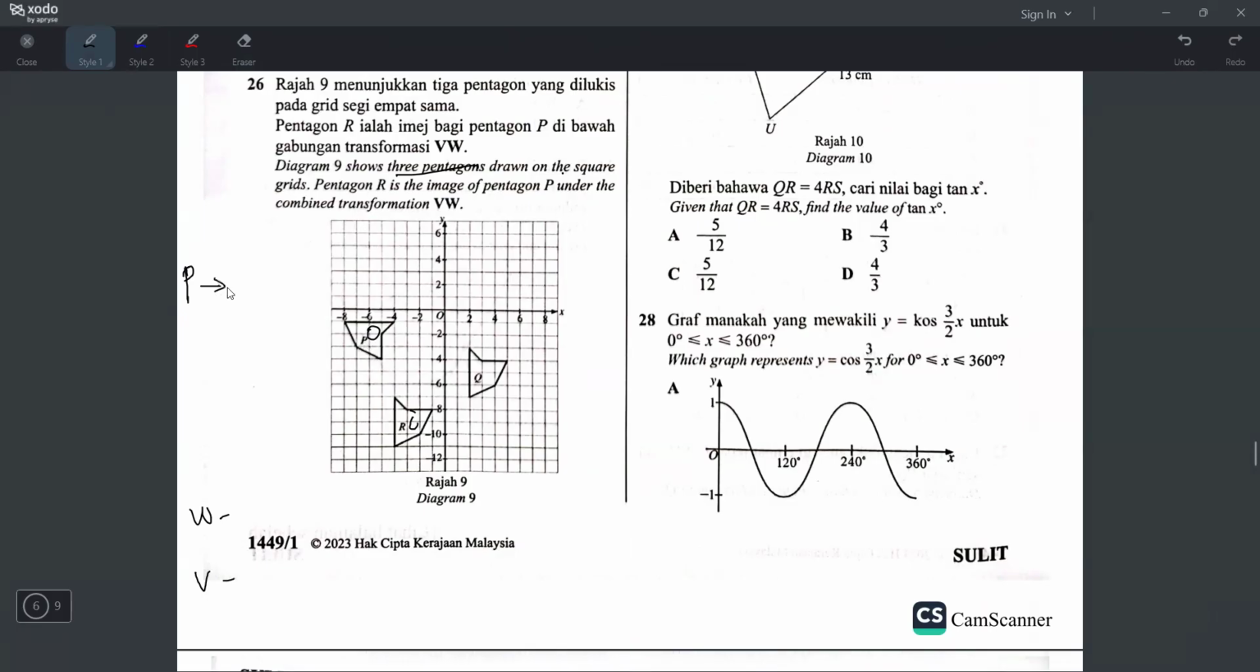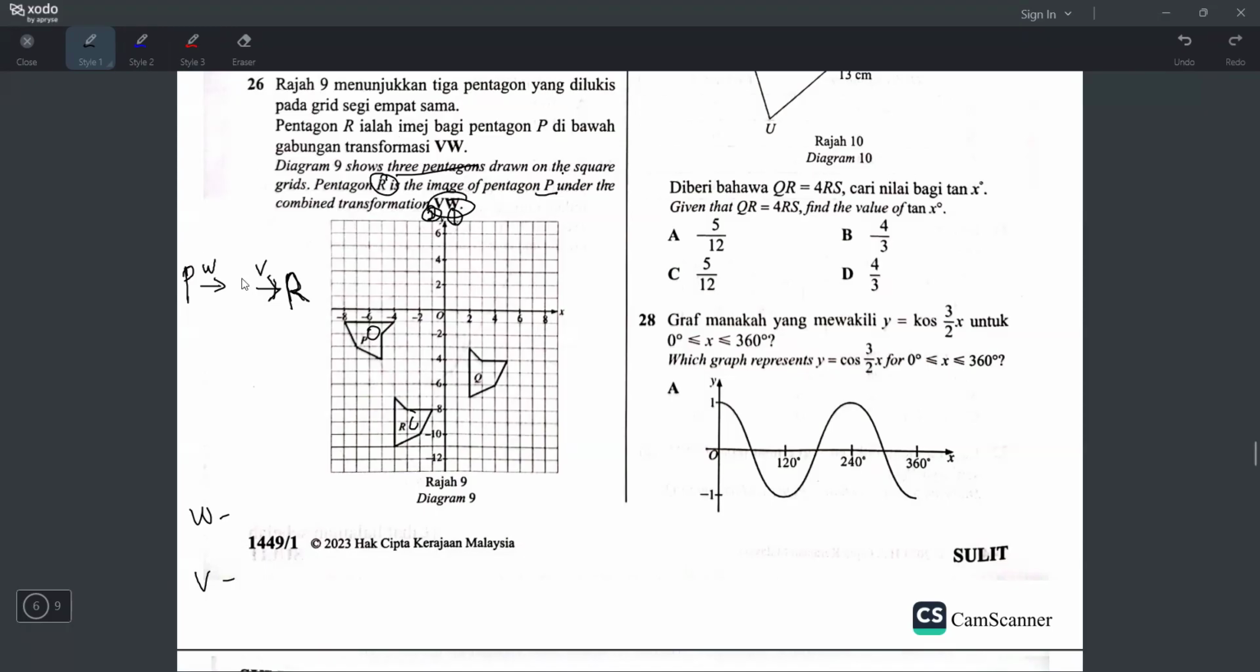And then you do 2 transformations here because they say under combined transformation VW, right? And after you do 2 transformations, you end up at R, because they say R is the image of P under 2 transformations VW. So this is the meaning lah. Tapi you kena tahu kalau dia kata transformation VW means you buat W dulu baru buat V. So the first transformation is W, then only you buat V. So the last one is the first transformation.